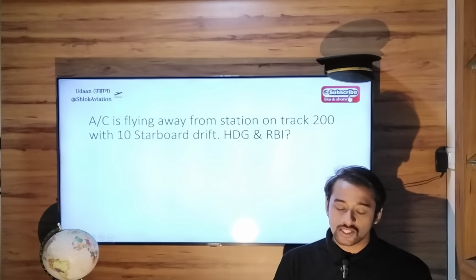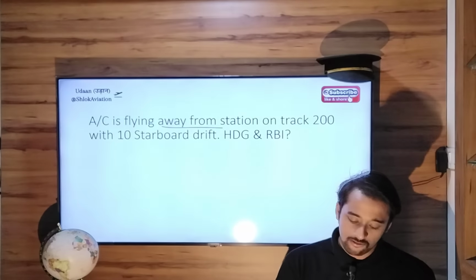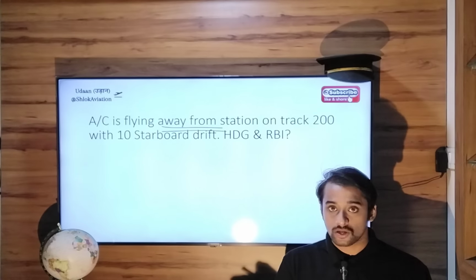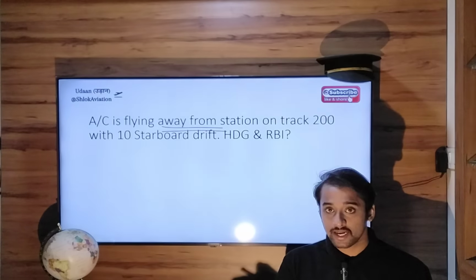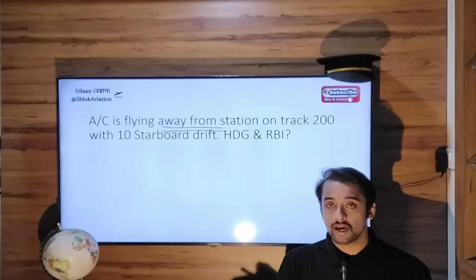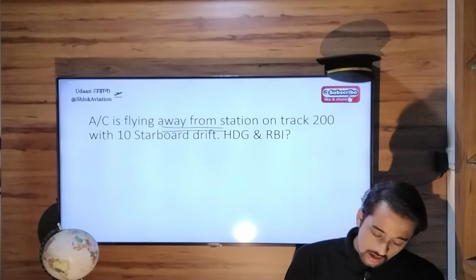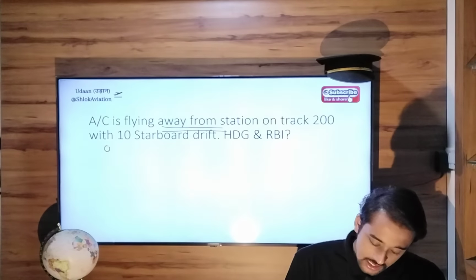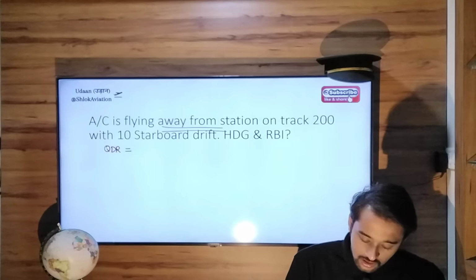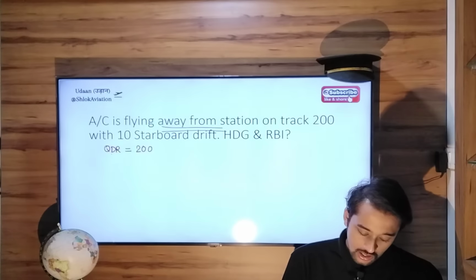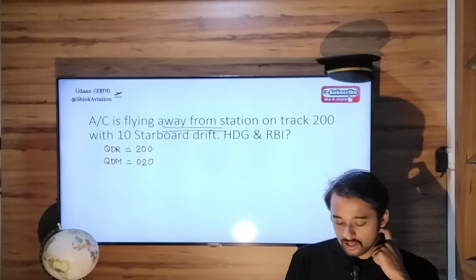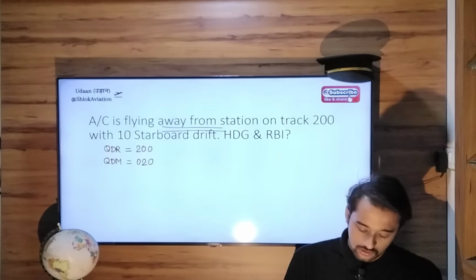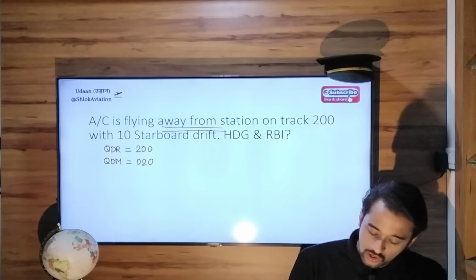Next question, aircraft is flying away from a station, again away, on 200 track with 10 degrees starboard drift. What will be the heading and what will be the relative bearing indicator? So if you are tracking away, that means you are talking about QDR. If QDR is 200, QDM will be the reciprocal 020. So let's draw NDB.